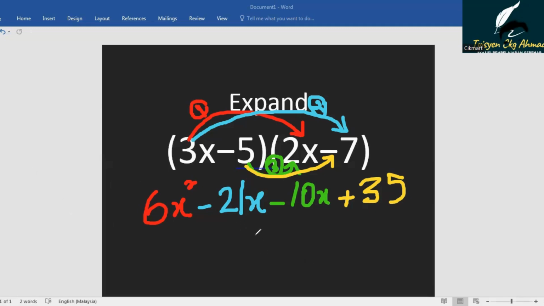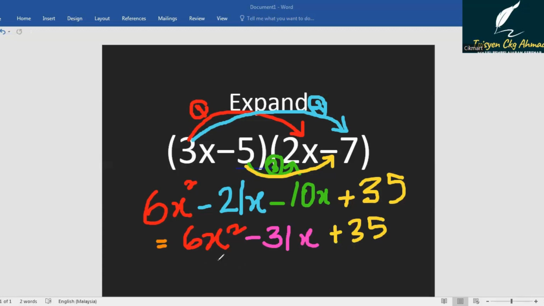Okay, the pink color now, minus 31x. So take out all other terms. 6x squared put here, the red one, and plus the yellow one, 35. Okay, so this is the answer, of course. So this is the answer: 6x squared minus 31x plus 35.